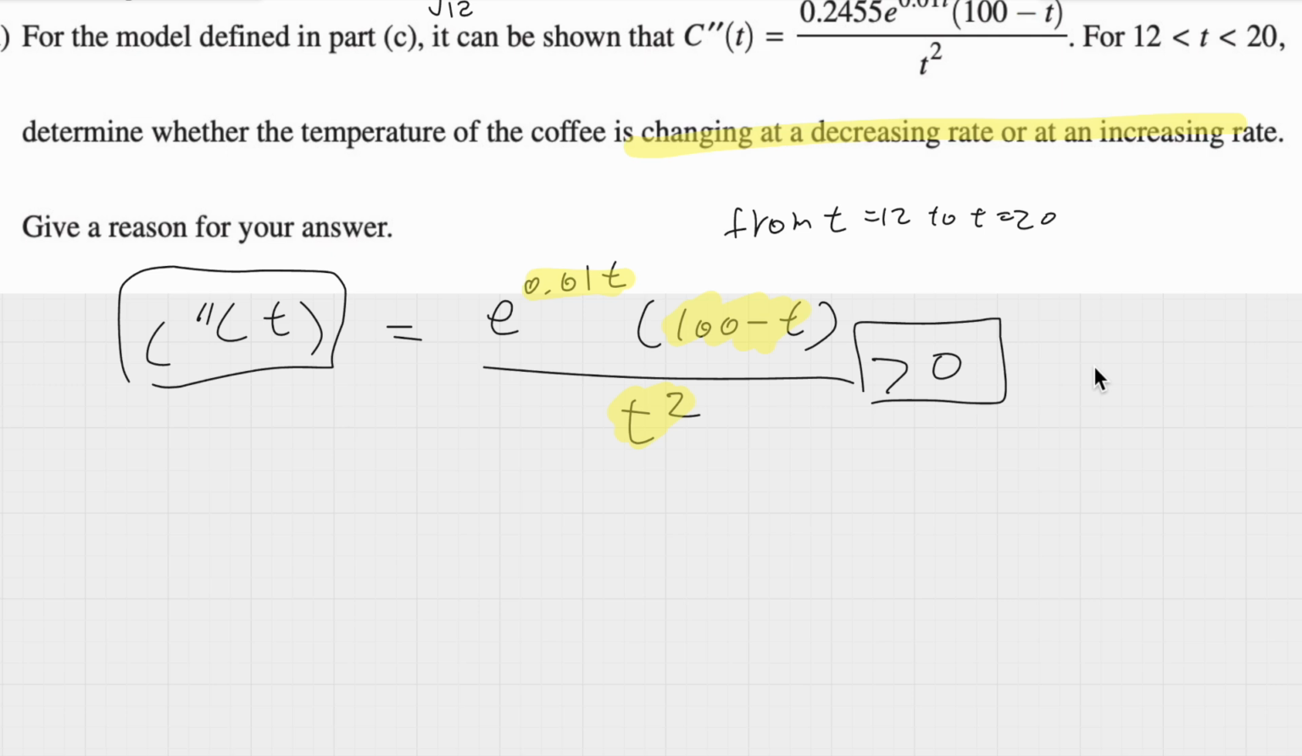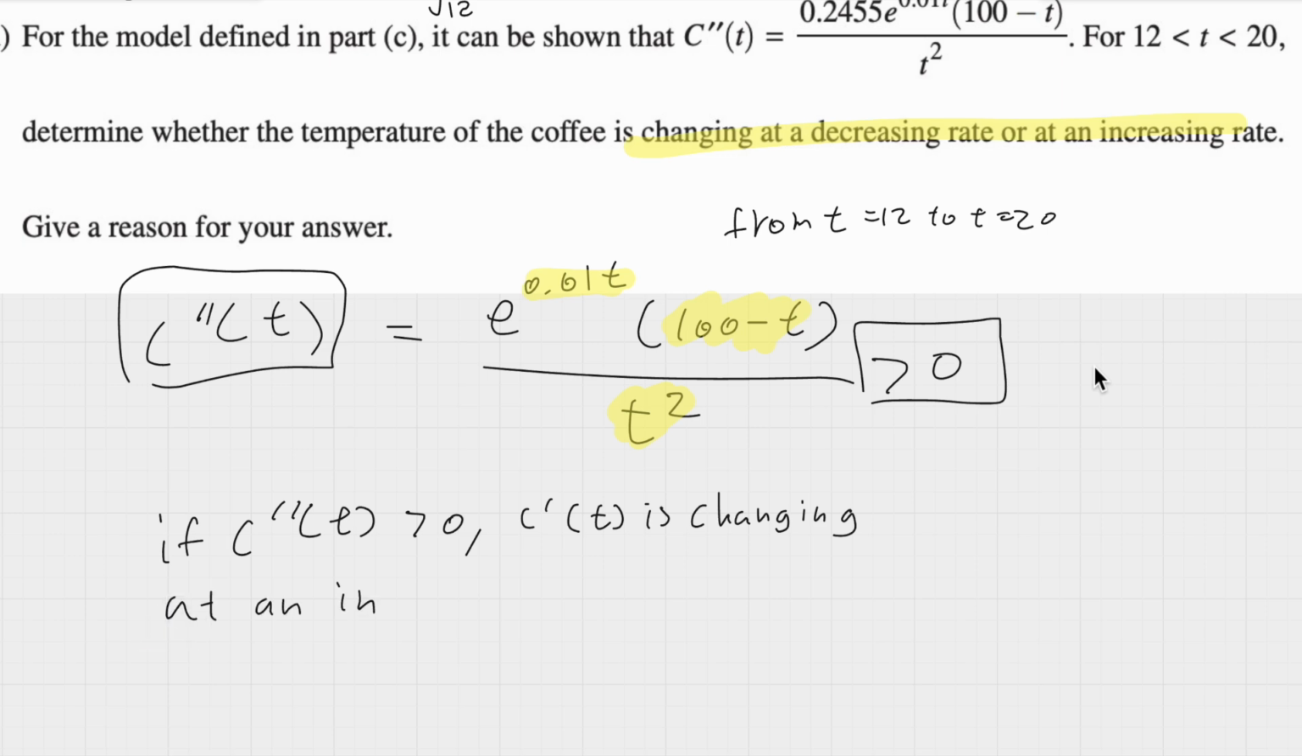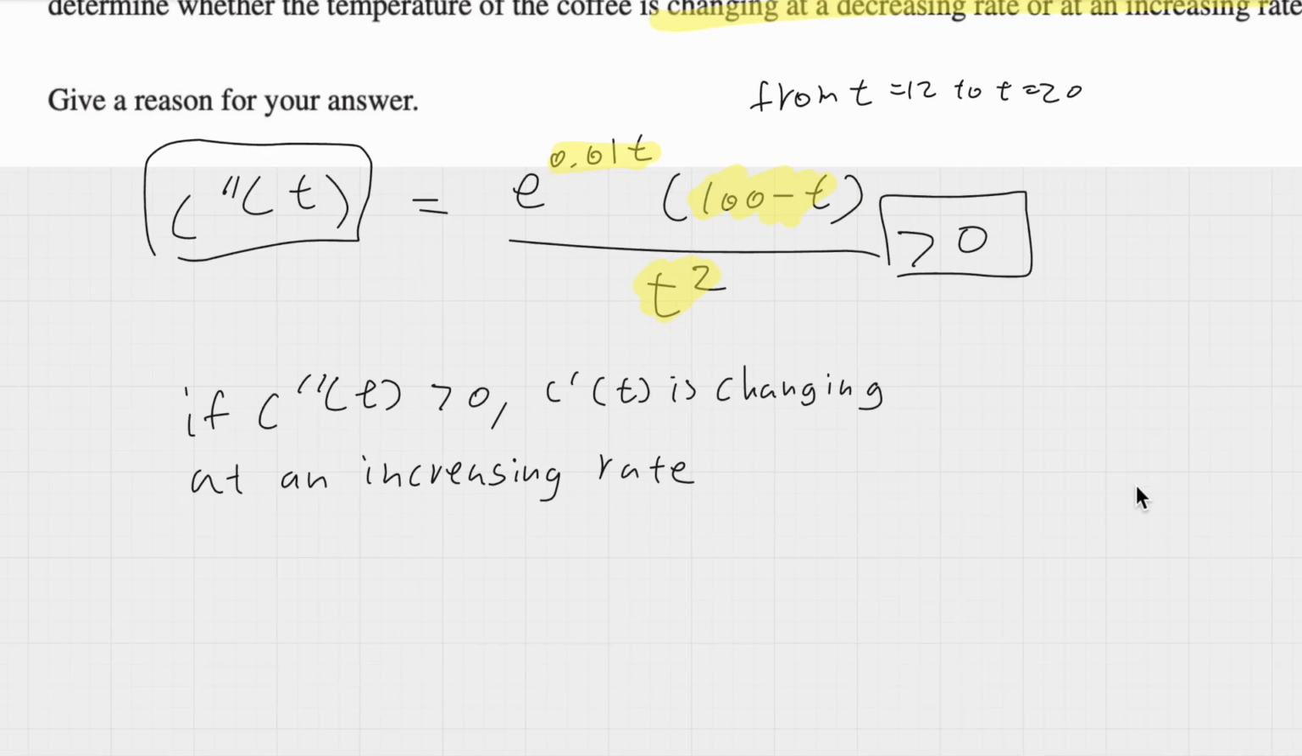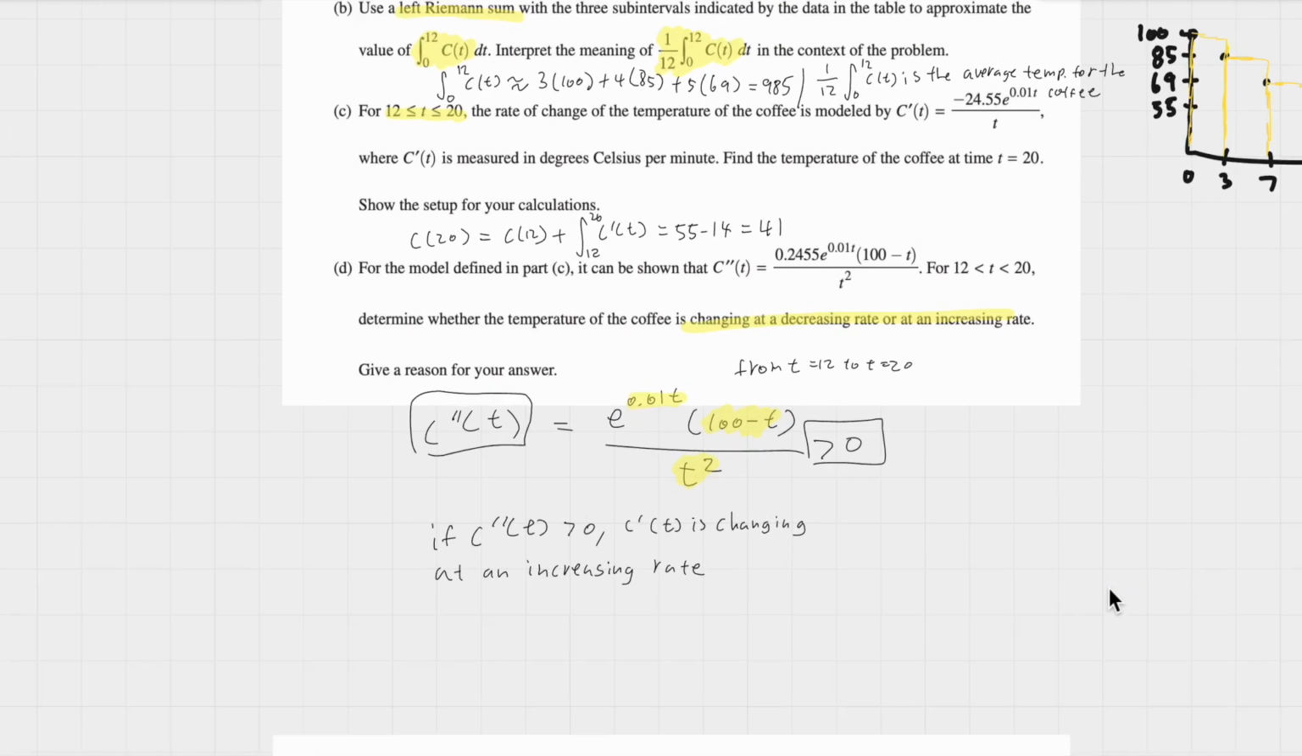So what does it mean when c prime prime of t is bigger than 0? If c prime prime of t is bigger than 0, c prime of t is changing at an increasing rate, right? Because c prime prime of t is the rate of change of c prime of t. So if it's positive, c prime of t is changing at an increasing rate. Okay, so not that hard, right? It wasn't.